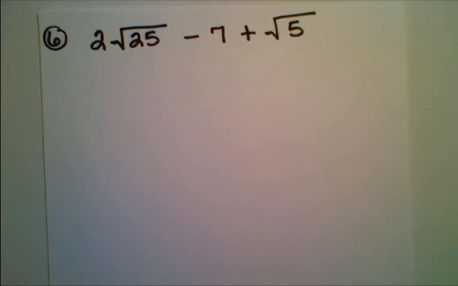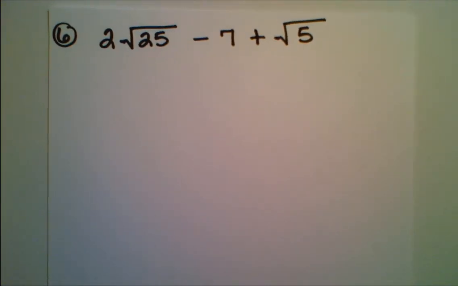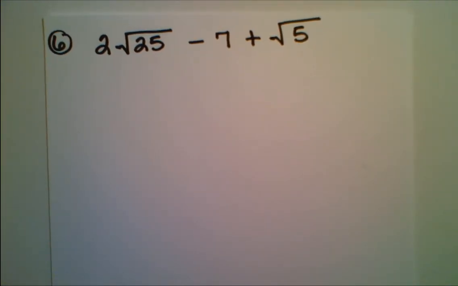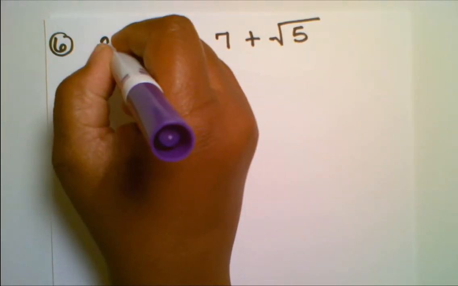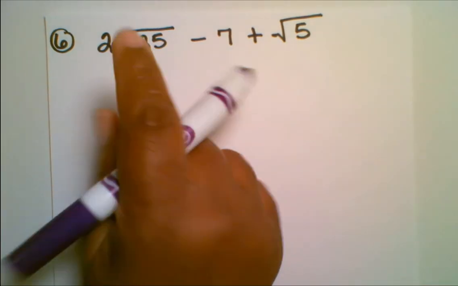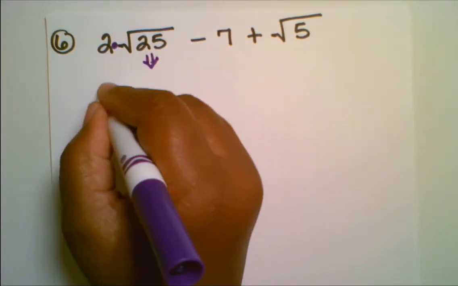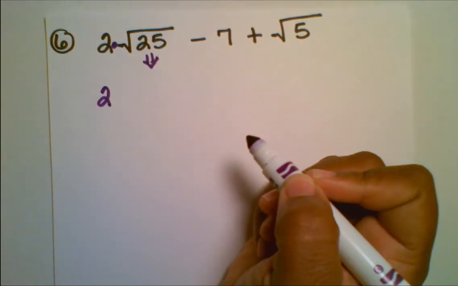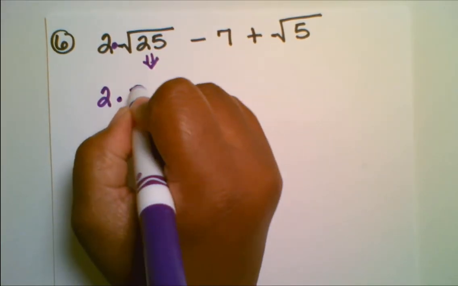Next example. 2 times the square root of 25, minus 7, plus the square root of 5. This is 2 times the square root of 25. So we know the square root of 25, and what is that? It will be 5.